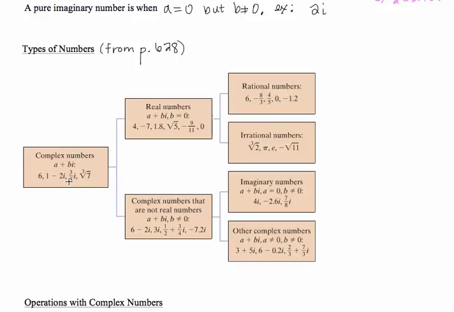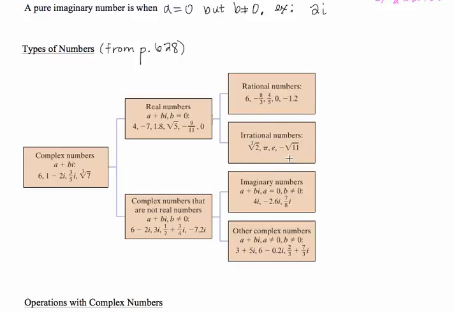Now complex numbers break down into two parts: real numbers and complex numbers that are not real, which would basically be called imaginary numbers. Real numbers have no i's in them because i is the imaginary part. Real numbers are what you're used to dealing with. They can be positive, negative, whole numbers, fractions, decimals, whatever. Real numbers we break down into two types: rational, which can be written as fractions or repeating decimals, and irrational, which have no repeating decimals and cannot be written as fractions. And we've discussed those a little bit.